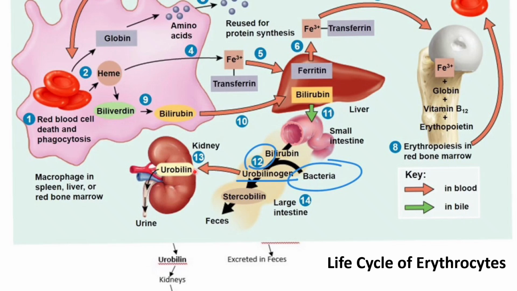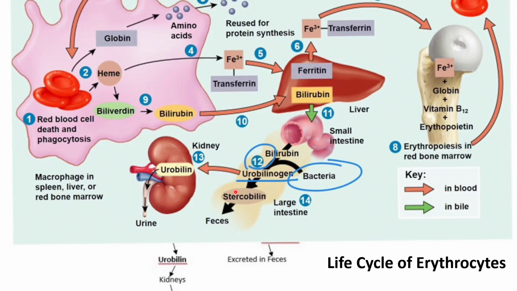That is actually not liver, but kidney. And right there in the kidney, the urobilin is going to be incorporated with the substance that is mixed there to become urine. And that's the reason why our urine is yellow, because bilirubin is yellow.